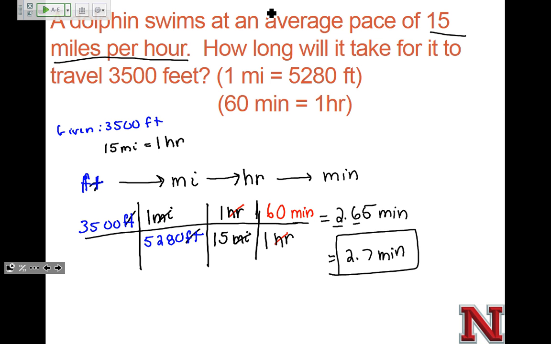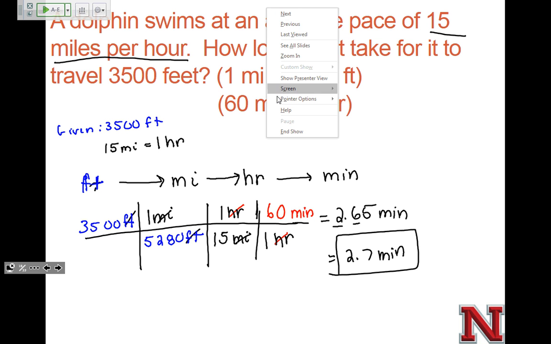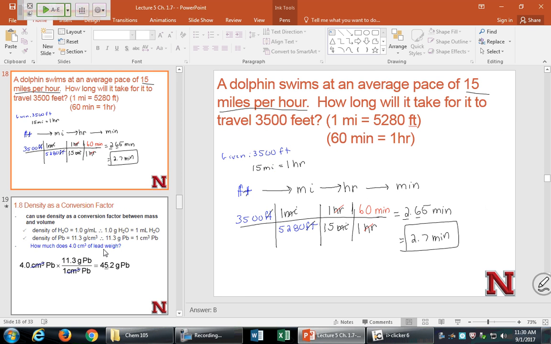Before I go on to density as a conversion factor, I just want to reiterate what I was saying.